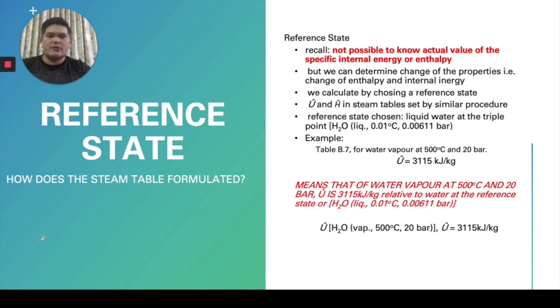Okay, so let's say we set the triple point equal to 0. The difference between that and 500 degrees Celsius and 20 bar is the change of internal energy, which is 3115. That is why we can get the value over there, which is the specific internal energy at that temperature, 500 degrees Celsius and 20 bar, because it has a reference state that we have set earlier.